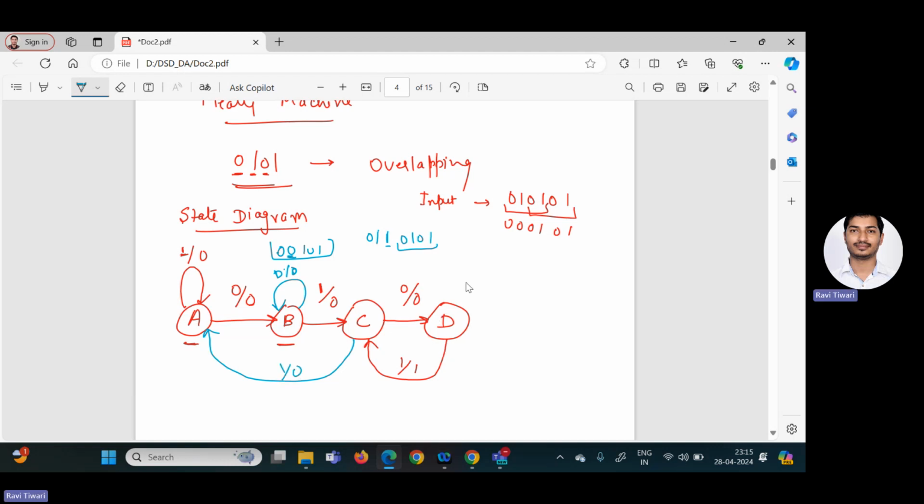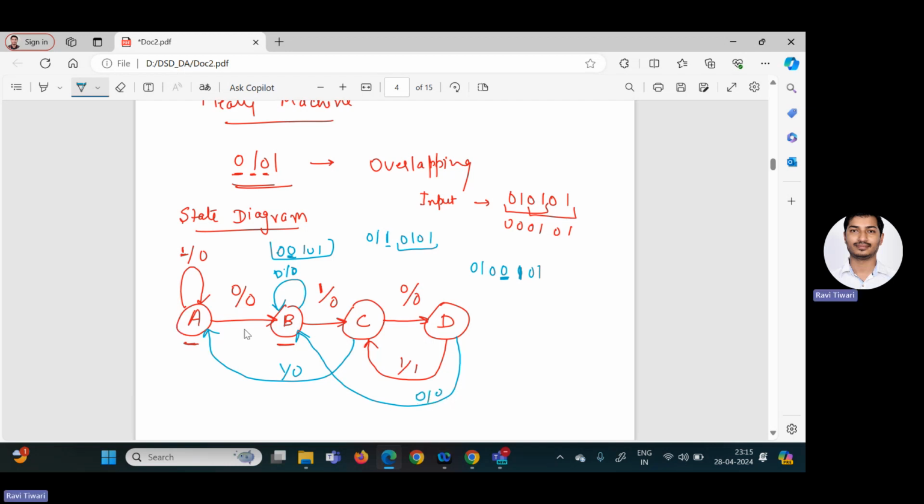Now if we are in state D, that means we already have 3 bits correct, that is 0 1 0. I was waiting for 1. If I get 1, my pattern will be received correctly. But what will happen if I get 0 here? If I get 0 here, I have at least a single bit correct, because after that I require only 0 1. Right? So at least one single bit is correct. That means the single-bit-correct state is B. So I will move to the B state, and I will write down 0 by 0.